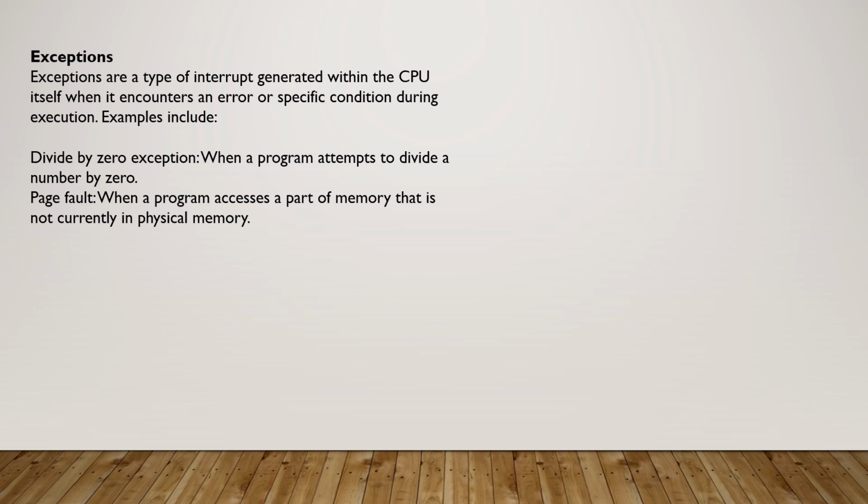Exceptions are a type of interrupt generated by the CPU itself when it encounters an error or specific conditions during execution. An example is when a program attempts to divide a number by zero. It's called an exception. Another is a page fault, when a program accesses a part of memory that is not currently in physical memory. These two are examples of exceptions.